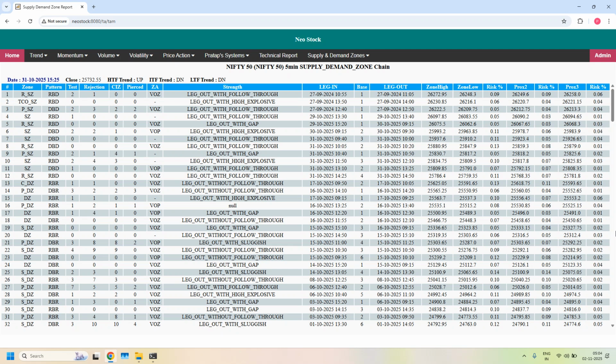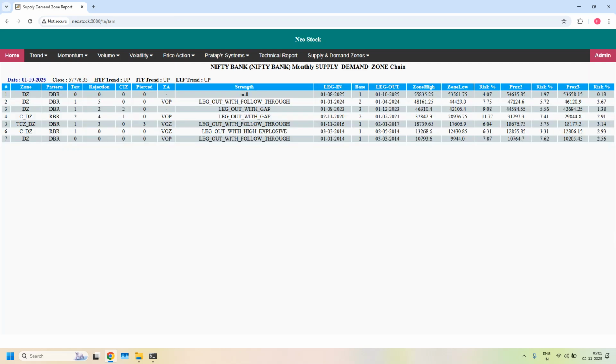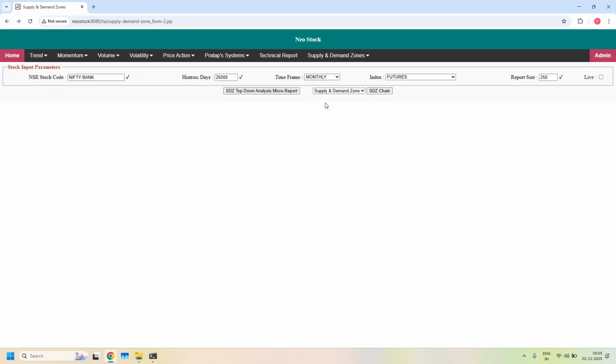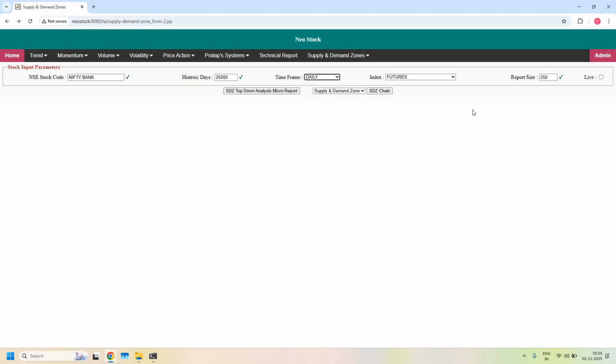Next, I will generate BANKNIFTY supply demand zone chain, changing the name to NIFTY Bank. That is nothing but BANKNIFTY. So generating monthly supply demand zone chain for BANKNIFTY. Next, generating a weekly supply demand zone chain for BANKNIFTY. Next, generating daily supply demand zone chain for BANKNIFTY.